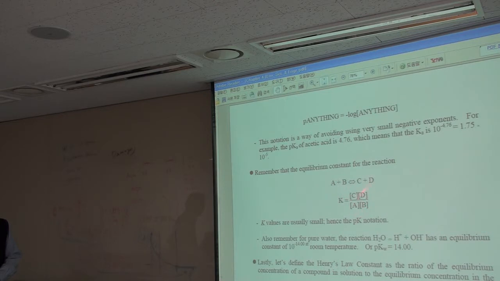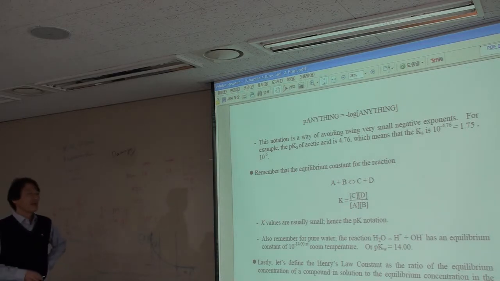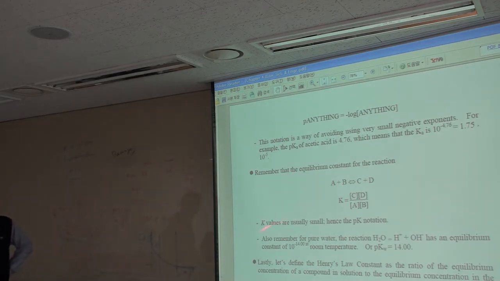You can have K, the concentration of products divided by the concentration product of the reactants. This is how the equilibrium constant is defined. K value is usually small, so you want to put the P, so you can have short digits here. And also, for H2O, this is 10 to the minus 14, so we usually use KW, which is pKW 14.0. So there are many types of equilibrium constant.